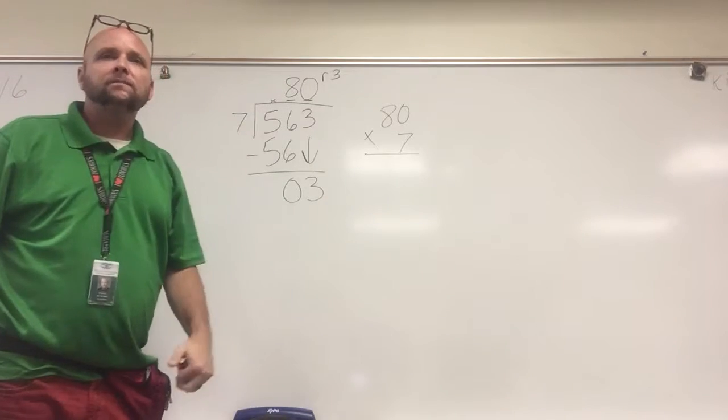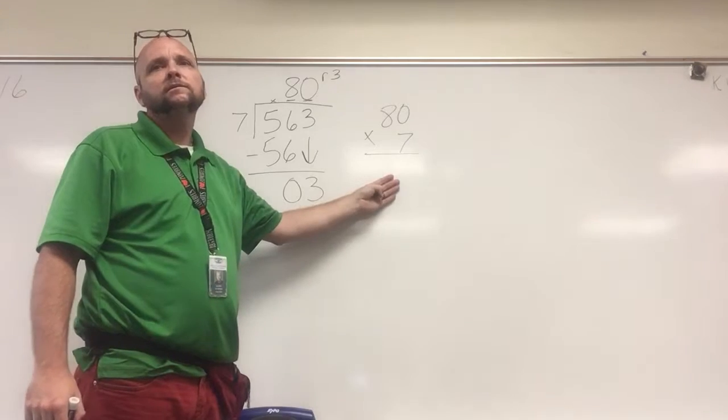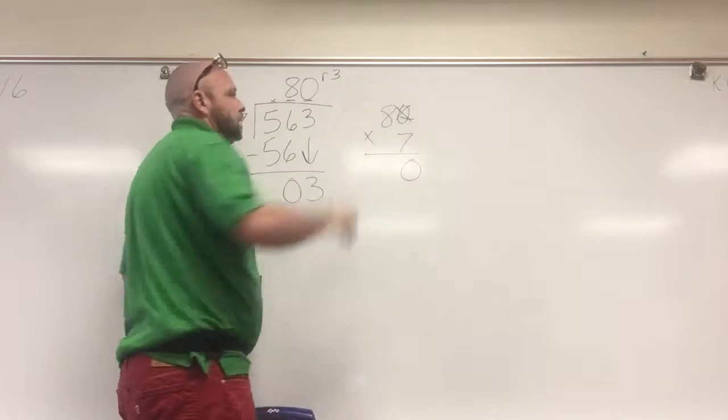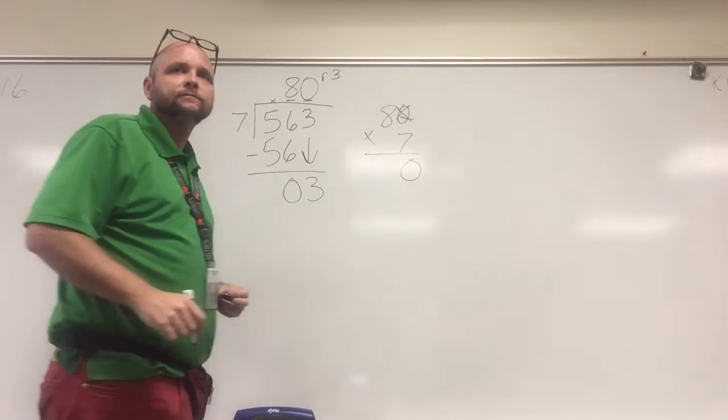Okay, so we take our quotient and we multiply it times our divisor. So what's 80 times 7? What's my 0 trick? Can I use it? Yes. So 80 times 0 is 0. It's always going to be 0. 7 times 8 is?